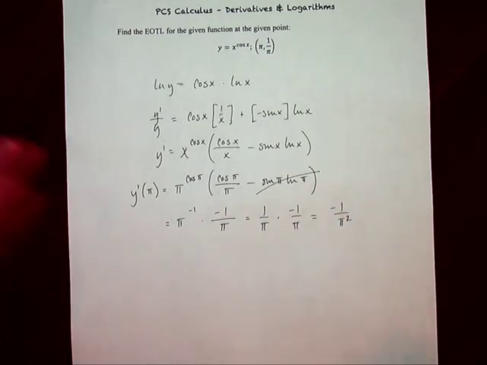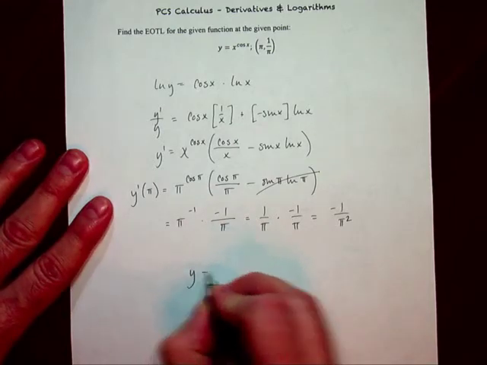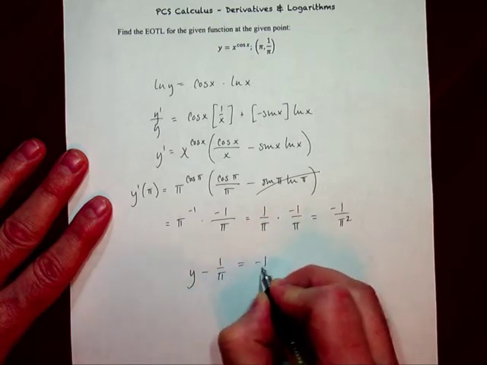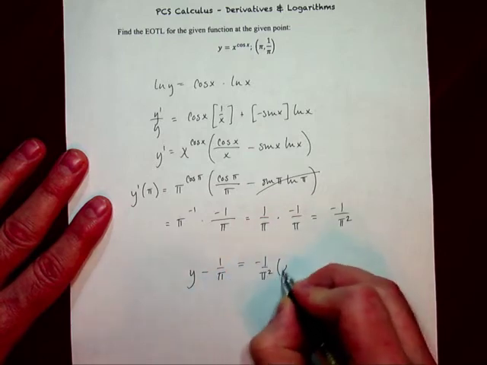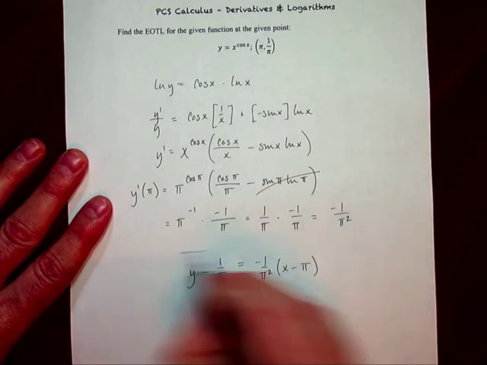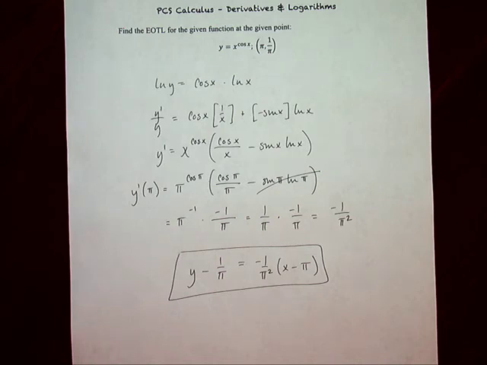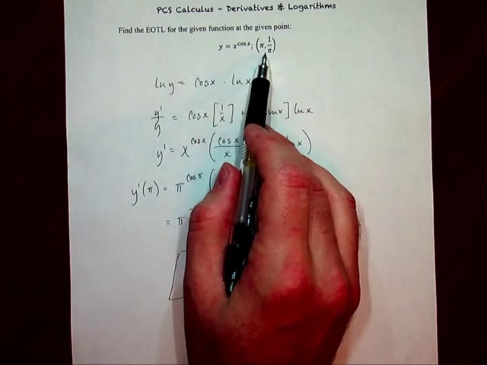Now, probably not your favorite number, but it's not notationally gross to look at. So we have y minus 1 over pi is equal to -1 over pi squared times x minus pi. And as obnoxious as that looks, that is the equation of the tangent line to this curve at this point.